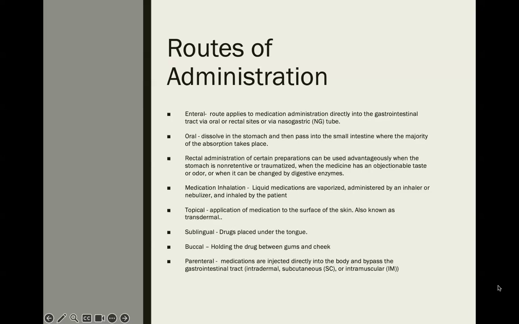Topical is application of medicine to the surface of the skin, also known as transdermal. Then we have sublingual. These drugs are placed under the tongue. One drug that's considered sublingual is nitroglycerin. A patient may be on nitroglycerin, they put it under their tongue, and it dissolves that way. Buccal is holding the drug between the gum and the cheek.